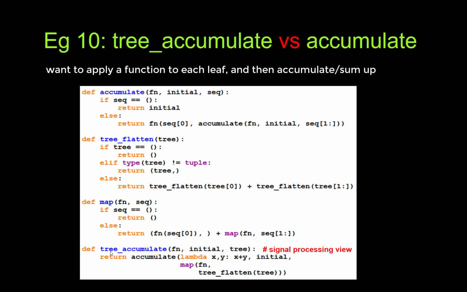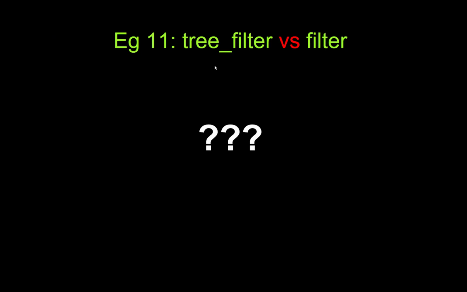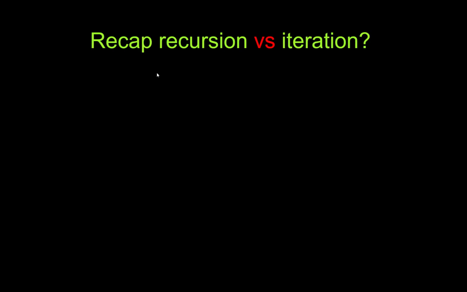So here it is, define tree_accumulate with a signal processing view. For the given tree, we first flatten it, and then for each of the nodes, we apply the function on it with map, and then we use the normal accumulate to accumulate the answer. This completes the tree accumulate. Next, tree filter. How to do this? I leave this as an exercise because I don't have a good answer myself yet.